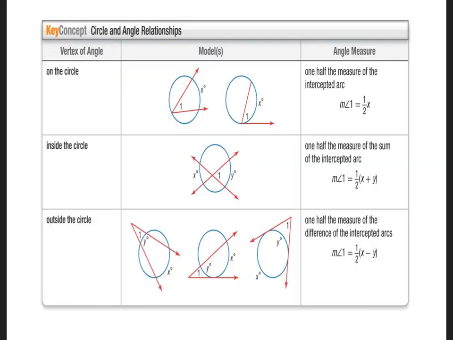So this last page here just summarizes our angles. If the vertex is on the circle, all we have to do to find angle 1 is take half the measure of the intercepted arc. If it's inside the circle, angle 1 is half the sum of the two intercepted arcs. If it is outside the circle, angle 1, it is half the difference.